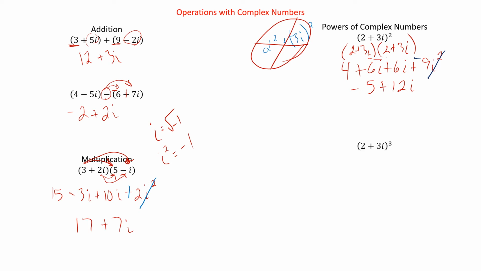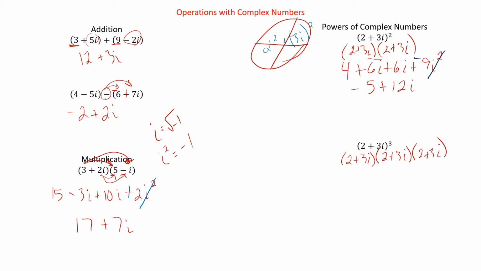What if we had something cubed? I have (2 plus 3i) cubed. Well, it's the same thing. This is going to be (2 plus 3i) times (2 plus 3i) times (2 plus 3i).